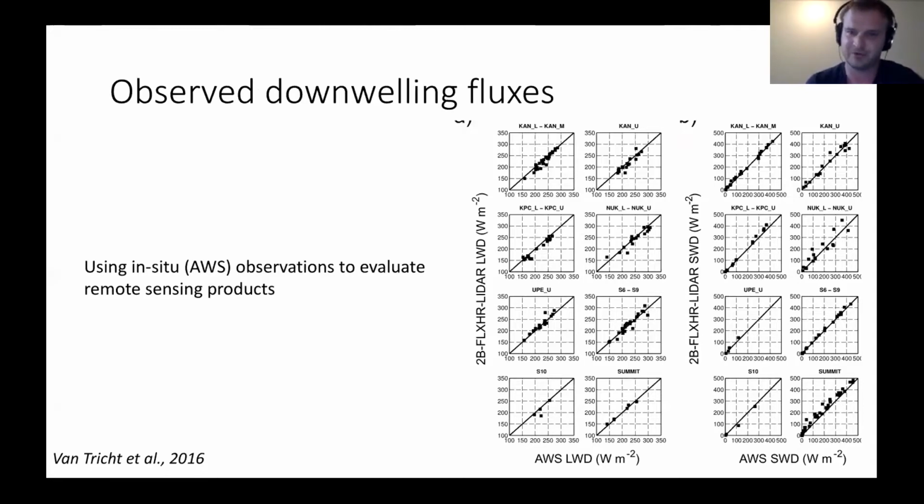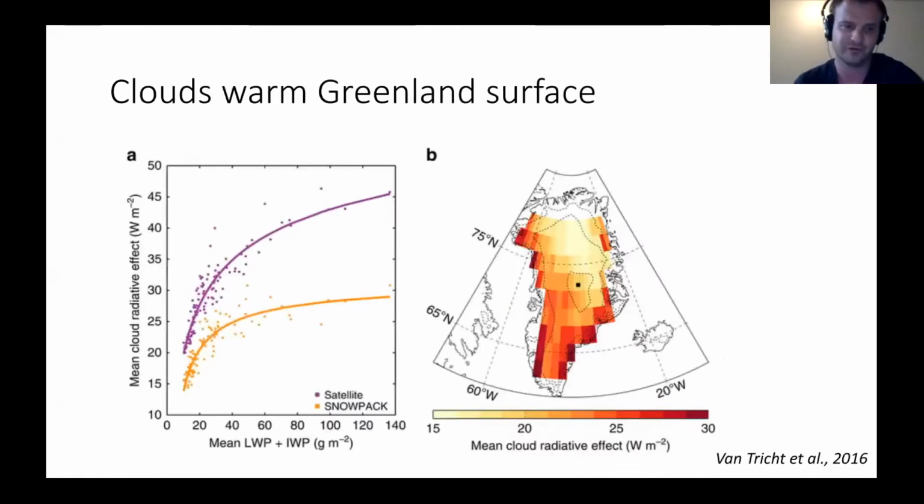And this is shown in this plot here, with the longwave downwelling flux on the left and the shortwave downwelling flux on the right. And these show monthly mean fluxes at different station locations on Greenland, with Summit shown here for both of them. And you can see that the satellite product on the y-axis does very well in comparison with the stations on the x-axis for monthly mean fluxes, both for the longwave as well as the shortwave spectra. So we can basically use these products now to understand what clouds do for the surface energy budget.